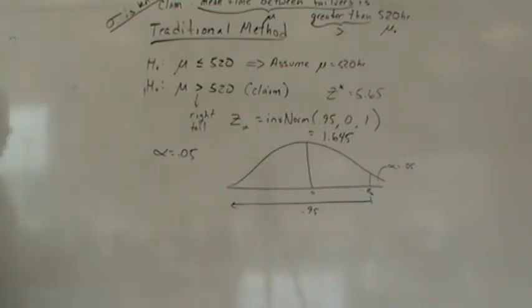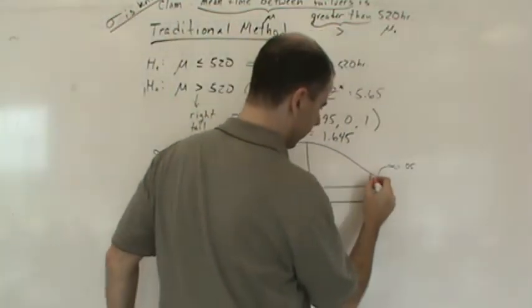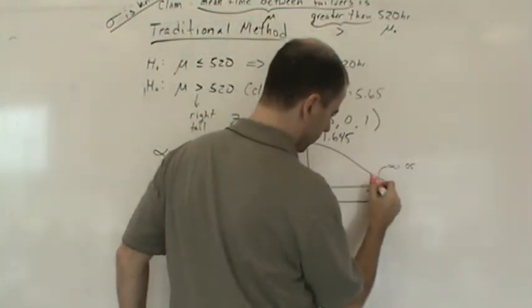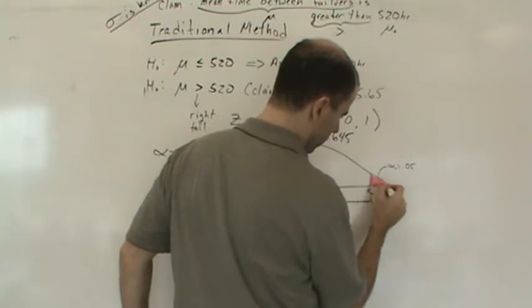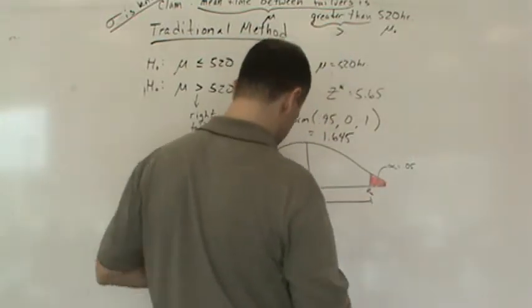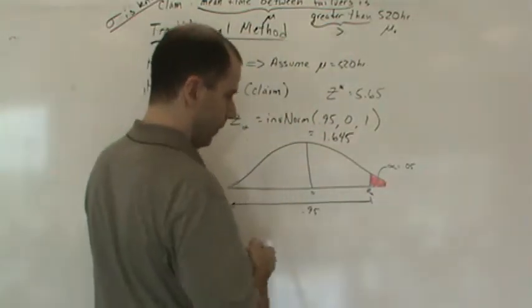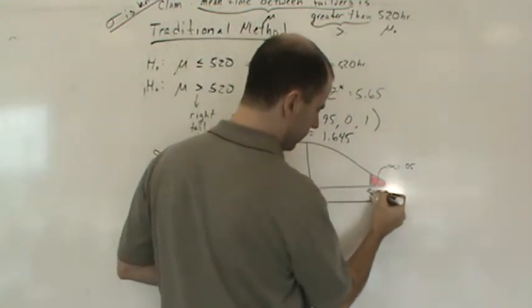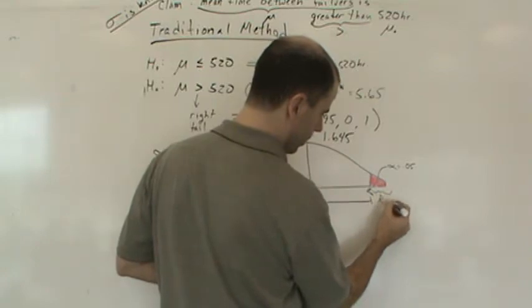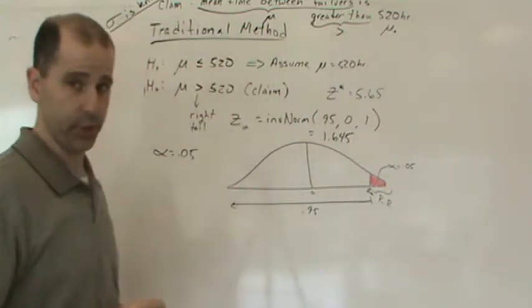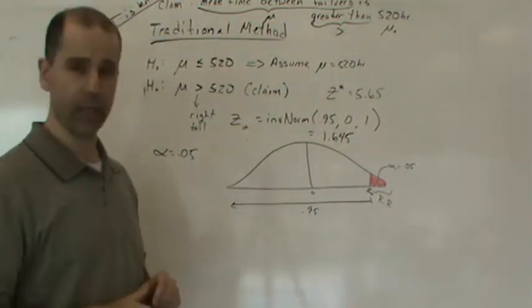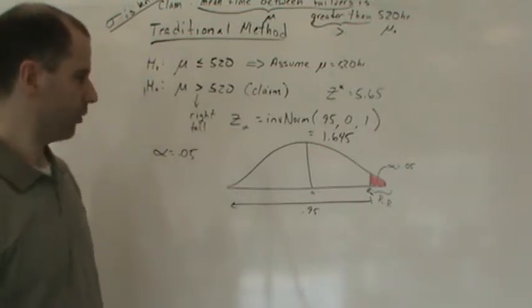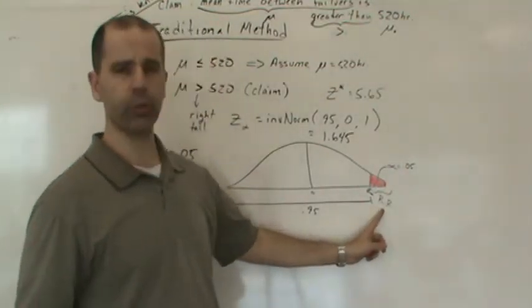Okay. So this area to the right of our critical value is called the rejection region or the critical region. I typically use rejection region. So why do we call it the rejection region?